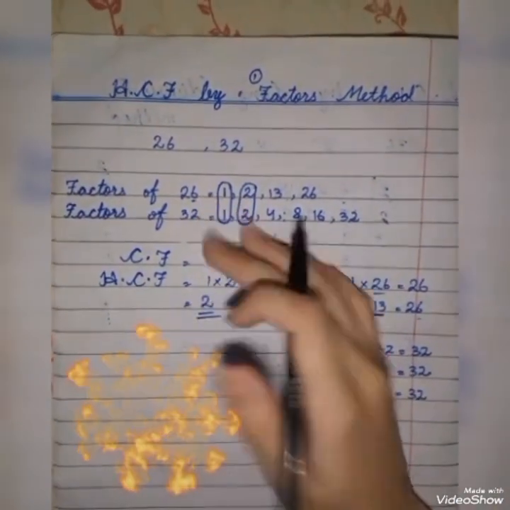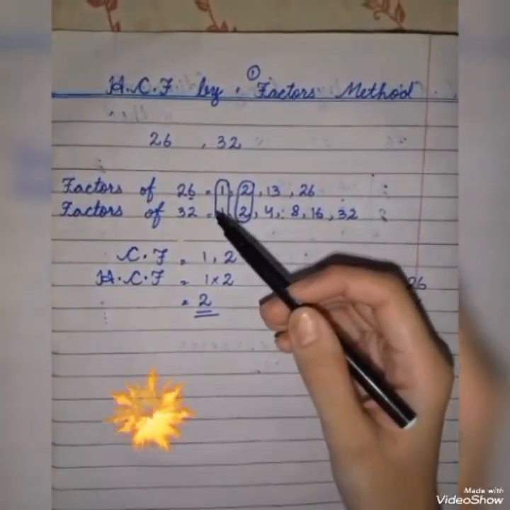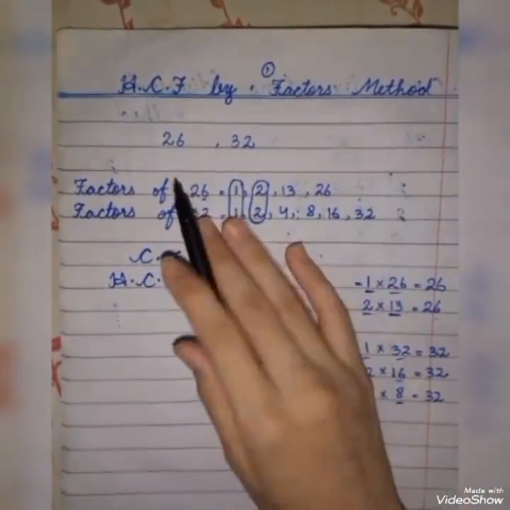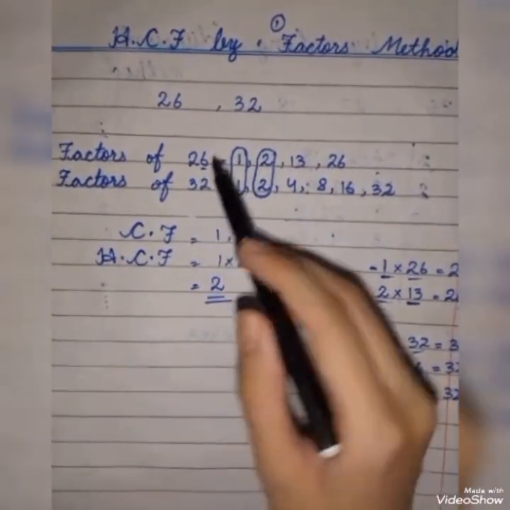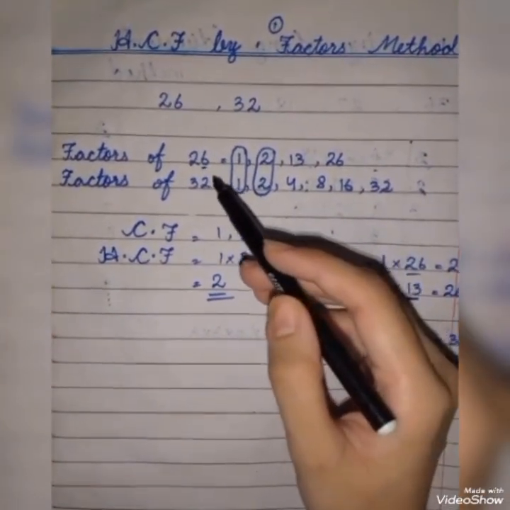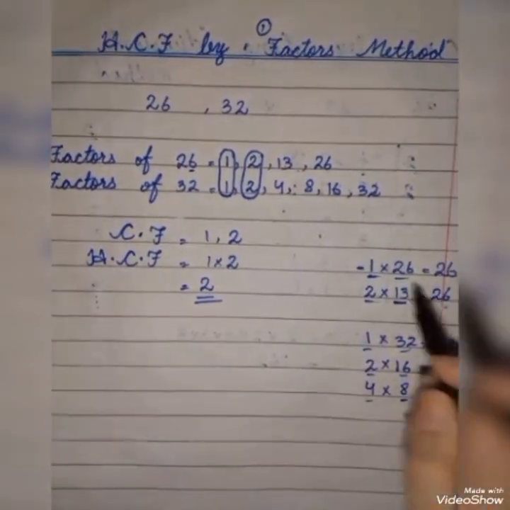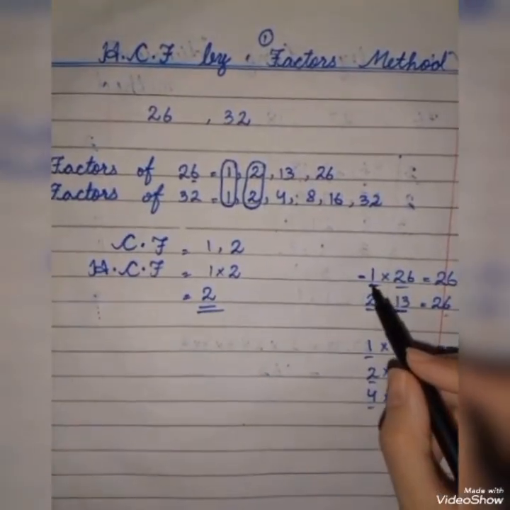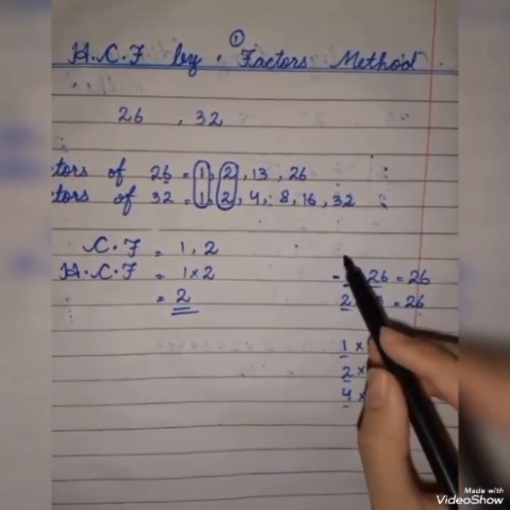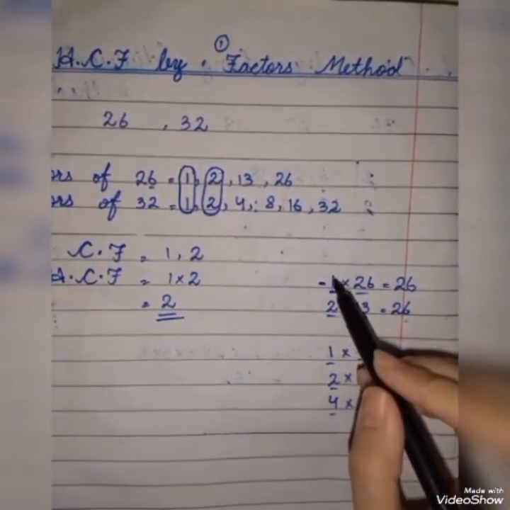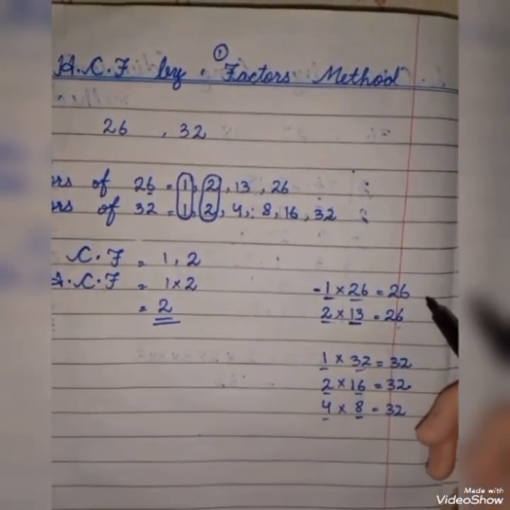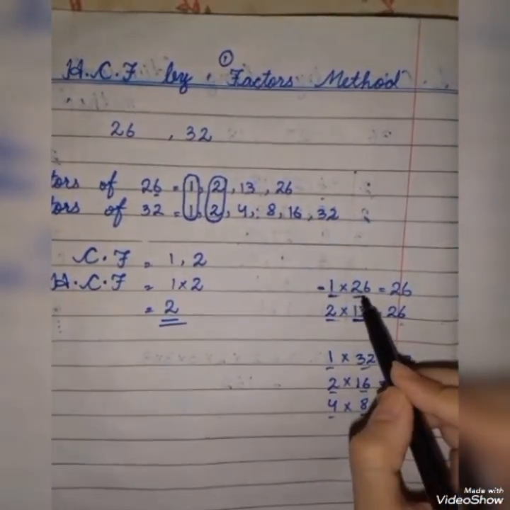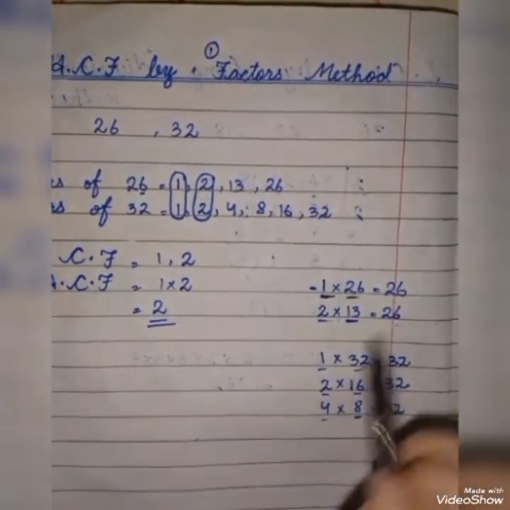So basically we are coming with the question. You can have any question. First of all, we have to make the factors of 26 and 32. For finding factors, what you have to do is write down from the starting first number. First number is 1. As you know, 1 into 26 is 26. So these both are the factors of 26.